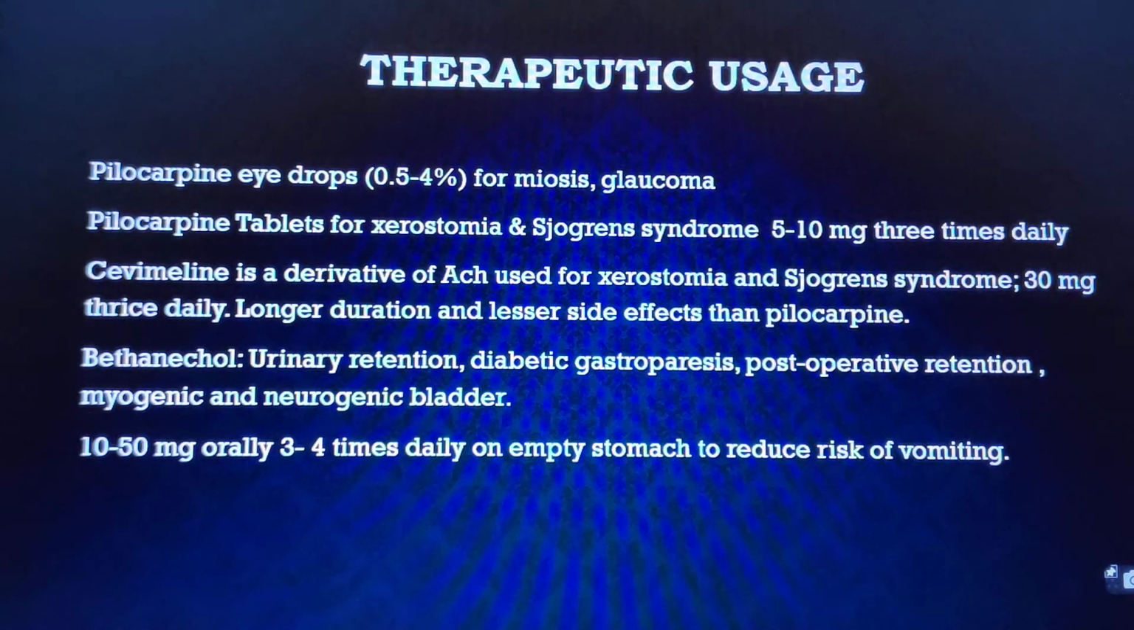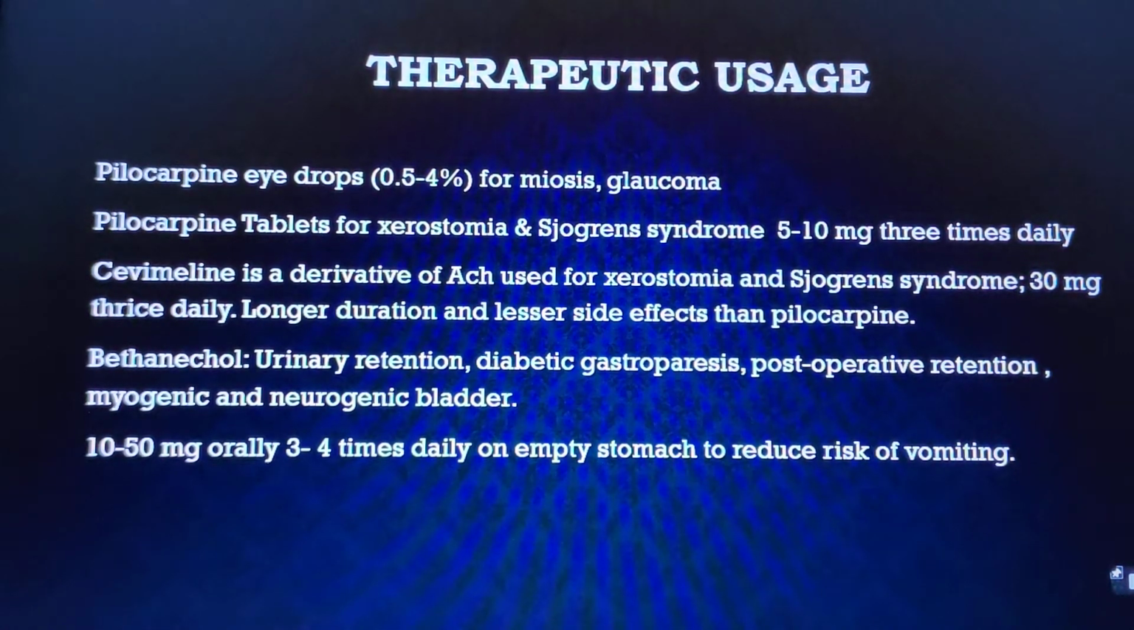The therapeutic uses of parasympathomimetics, as you can see from our discussion: pilocarpine is used for miosis and glaucoma. Ophthalmologists use pilocarpine eye drops for constriction of the pupil and also for the treatment of glaucoma. This is available in the form of eye drops, 0.5 and 4%. The pilocarpine tablets are also available for the treatment of xerostomia and Sjogren's syndrome.